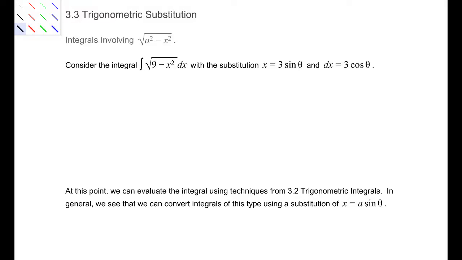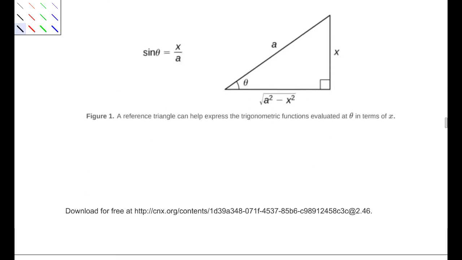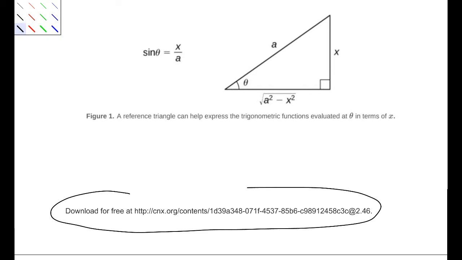Section 3.3, Trigonometric Substitution. This is again from OpenStax Calculus Volume 2. If you want the textbook form of this, you can always go to the web address at the bottom of the page. Feel free to download all of this for free from there.